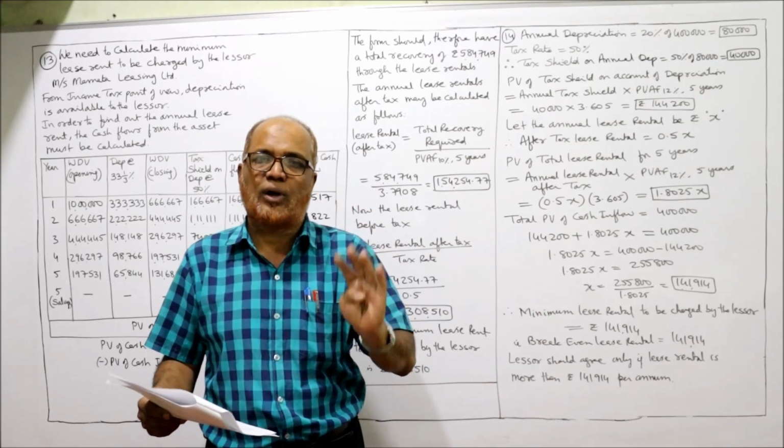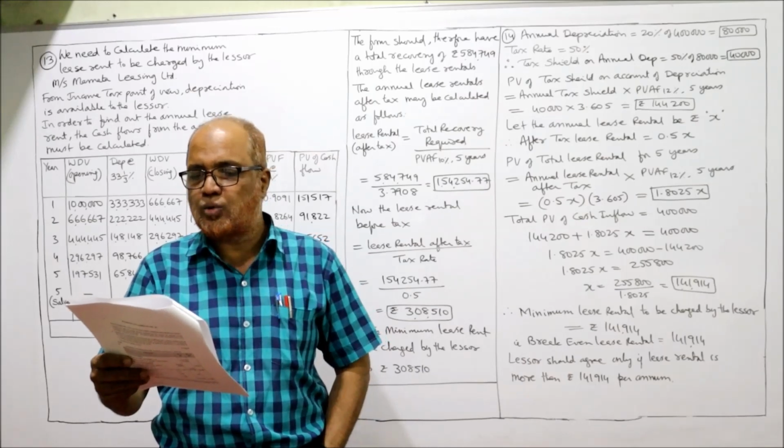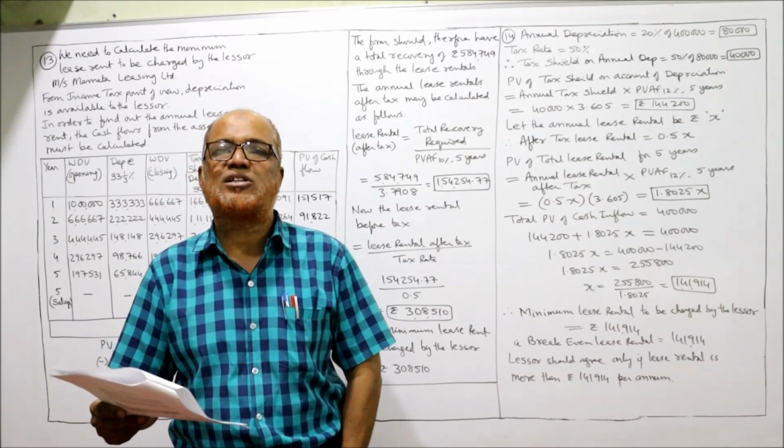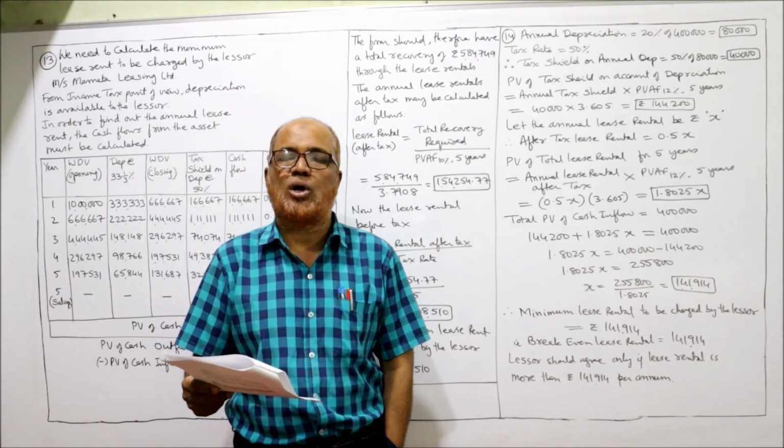Cost of the asset is 4 lakh. The average interest rate to the lessee is 12%, so PV factors will take 12%. Depreciation is 20% on original cost.